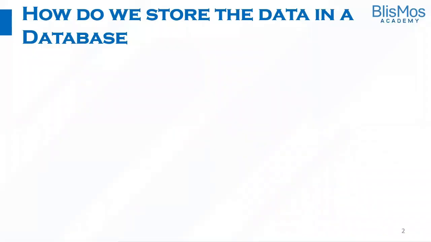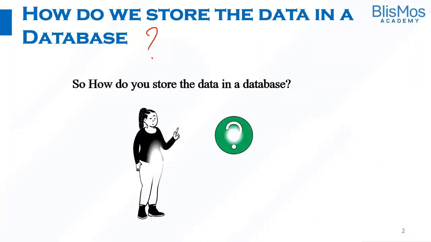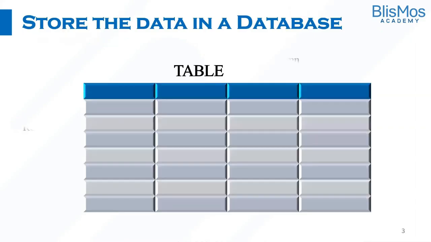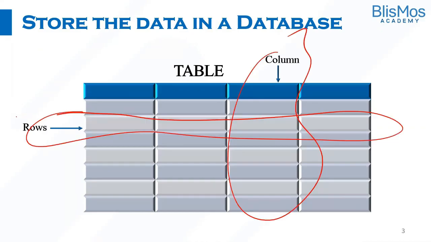We have learned the database, right? How do we store the data in a database? Very fundamental, trivial question, right? We store the data in a database in the form of tables. The tables would have columns and also records.